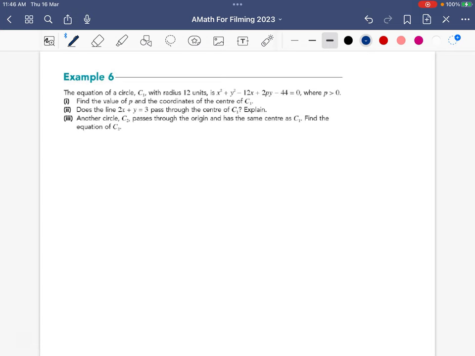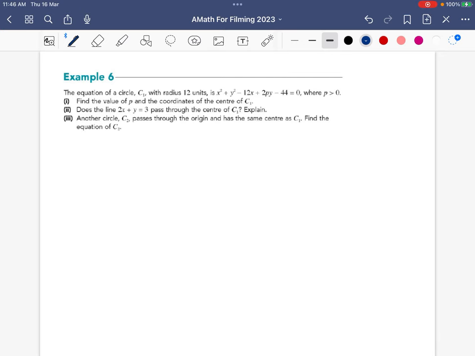Okay, I move on to example 6. Example 6 speaks of an equation of a circle with radius 12 units. This is the equation itself. Find the value of p and the coordinates of the center C1. So what we can do here is this.